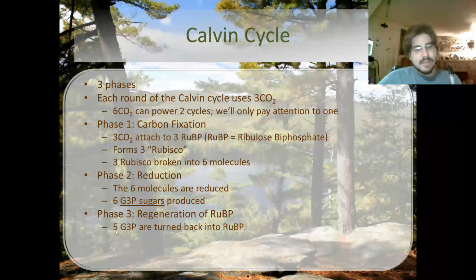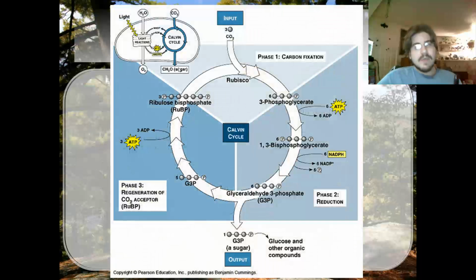Now, this means that of the 6 G3P sugars produced, we get to keep how many? That's right, 1. So the total output of the Calvin cycle is 1 G3P sugar. That's not even glucose, by the way. G3P is a sugar with a phosphate attached to it.